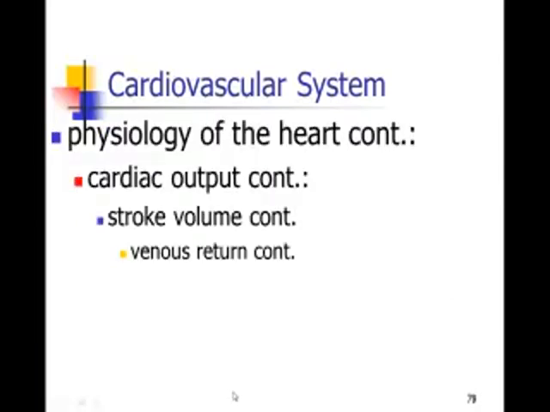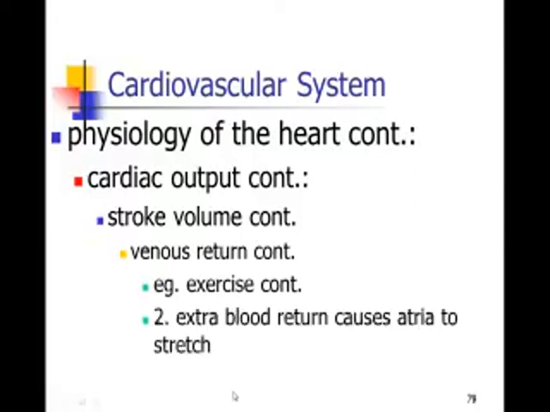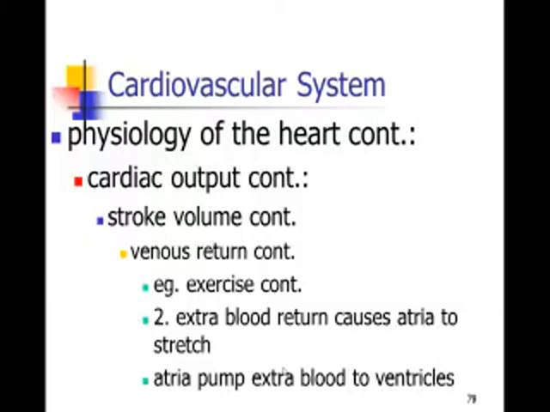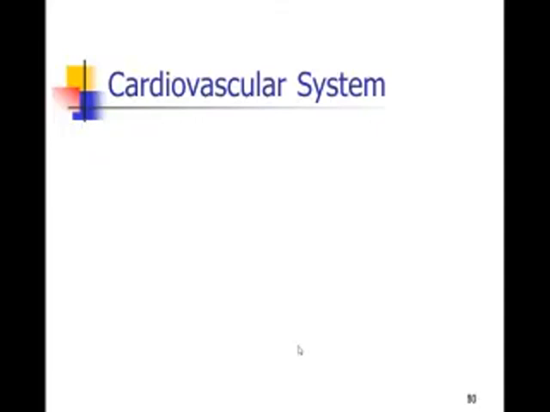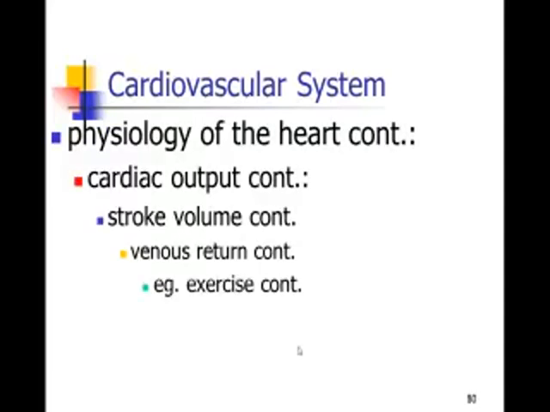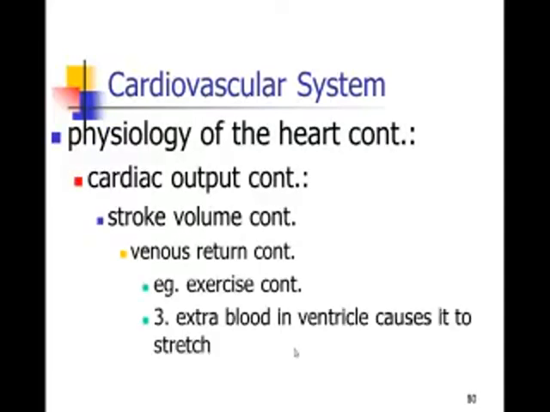Also, we have the respiratory activity, the respiratory pump, pumping more blood back when you're breathing hard during activity. So the extra blood coming in is going to cause the atria to stretch. When they stretch, they contract more strongly, so they pump extra blood into the ventricles. When they do that, the ventricles stretch because they have more blood coming into them, and so they contract more strongly and they send more blood out. It is just very cool the way this automatically happens.